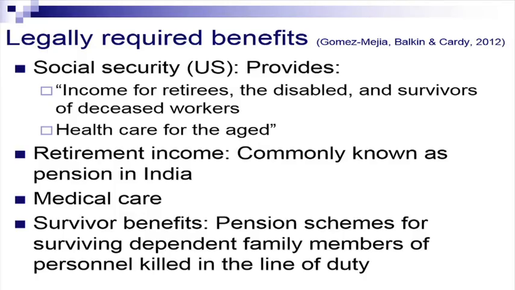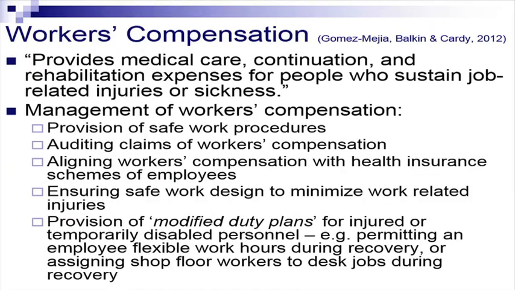And so, to take care of their families, we have pension schemes, and healthcare benefits are given to their surviving dependents for life. This is one example of a survivor benefit, that if you have a dependent spouse or a dependent differently abled child who may not be able to look after himself or herself, then these benefits come with the package. We also have something called workers' compensation.